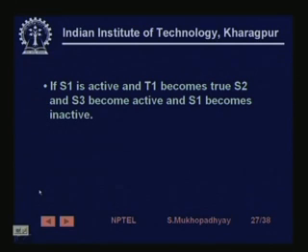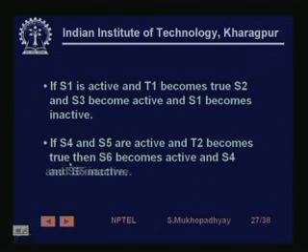The same thing is written here. If S1 is active and T1 becomes true, S2 and S3 become active and S1 becomes inactive. If S4 and S5 are active and T2 becomes true, then S6 becomes active and S4 and S5 inactive. Okay.